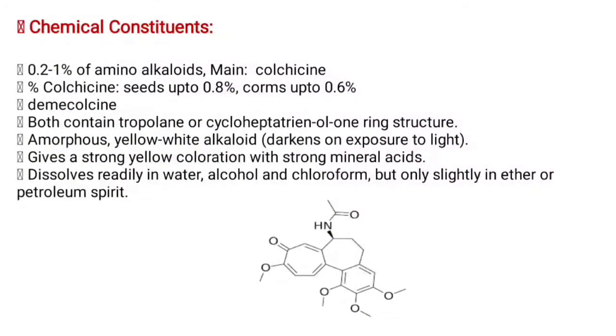Chemical constituents. It contains 0.2 to 1% of amino alkaloids. Main chemical constituent is colchicine. Percentage of colchicine in seeds is up to 0.8% and in corms up to 0.6%. Both contain a tropolone or cycloheptatrienone ring structure. It is an amorphous yellow-white alkaloid. Gives a strong yellow coloration with strong mineral acids. Dissolves readily in water, alcohol and chloroform, but only slightly in ether or petroleum spirit.